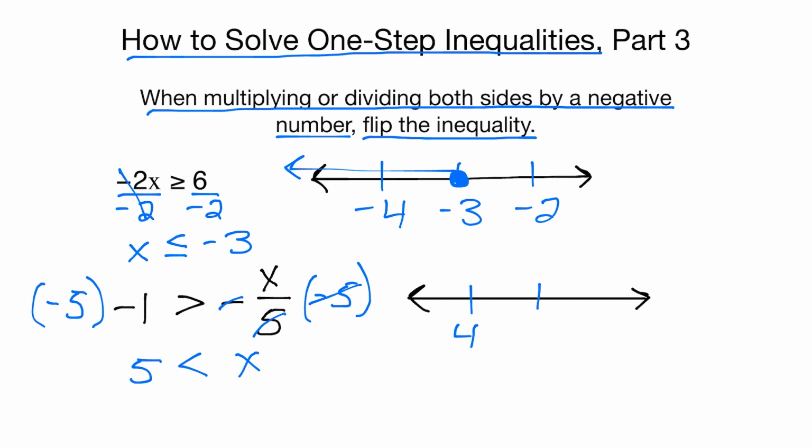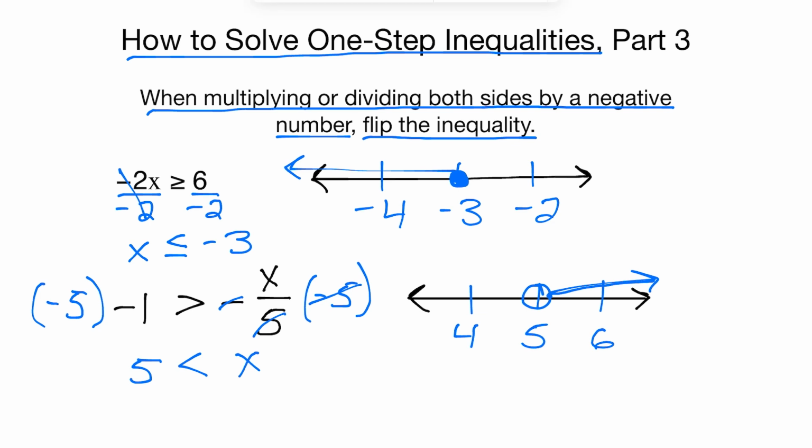So let's put a few points on our number line here. X is greater than 5. It's not 5. It's all the numbers greater than. So we don't include the number 5. We draw a circle there, open circle, and use the numbers to the right. So our arrow points to the right.